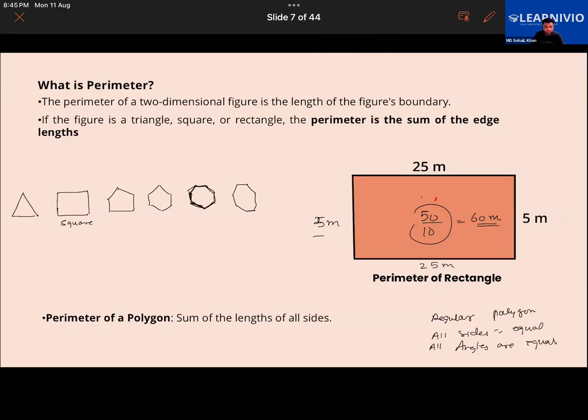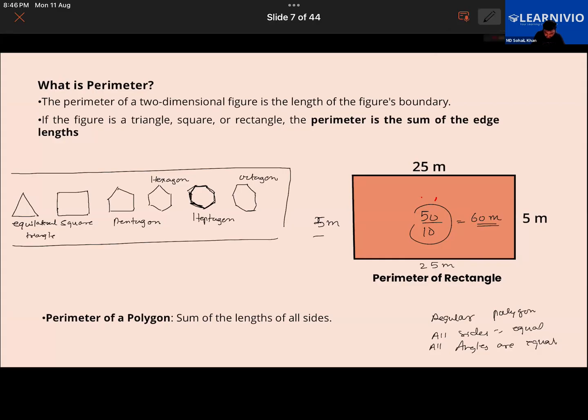So it will go on. Let me write the names of some of them. That's pentagon. This one was hexagon, heptagon, and octagon. And this one is an equilateral triangle. All of these are examples of regular polygons.